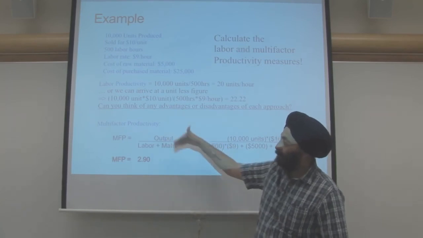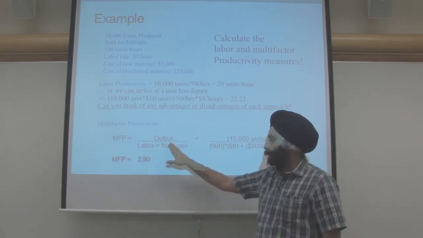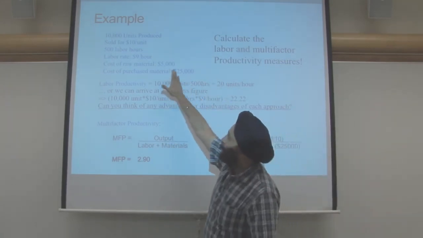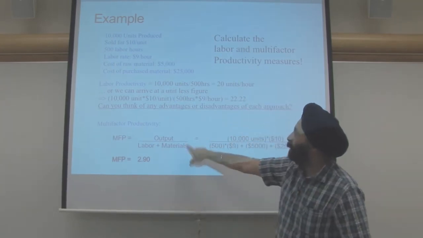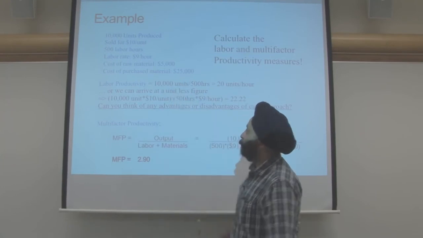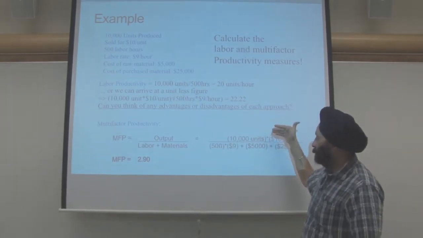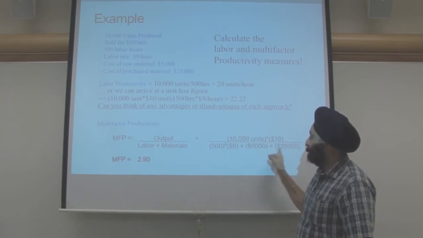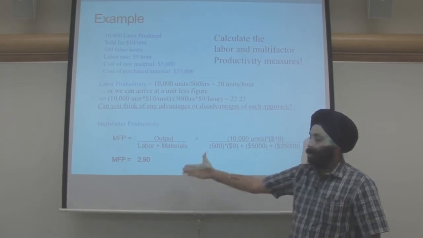In terms of multi-factor productivity, you have output divided by labor plus material. The material you have is raw material as well as purchased material. Notice that the material cost is always given in dollars. Because of that, you have to use dollars for the labor in order to be able to add them. And then dollars divided by dollars will give you another unitless number.